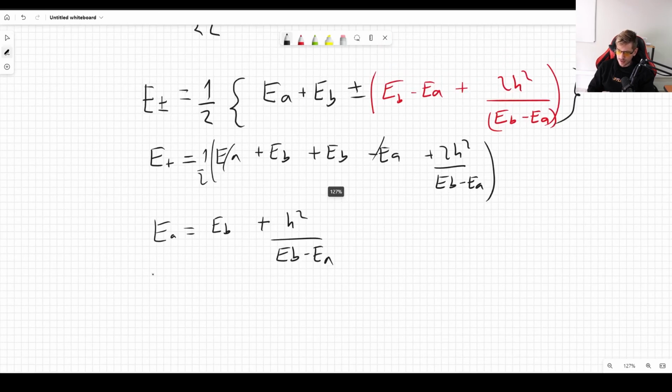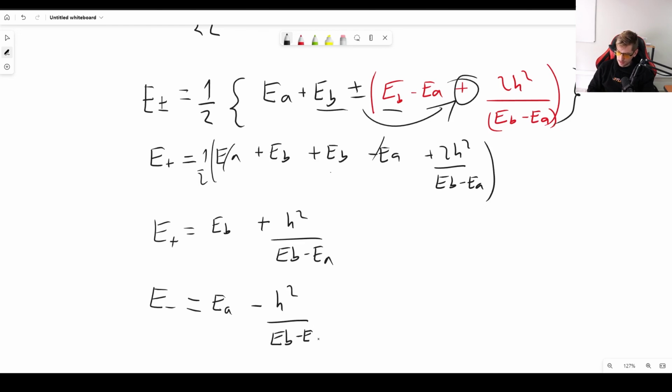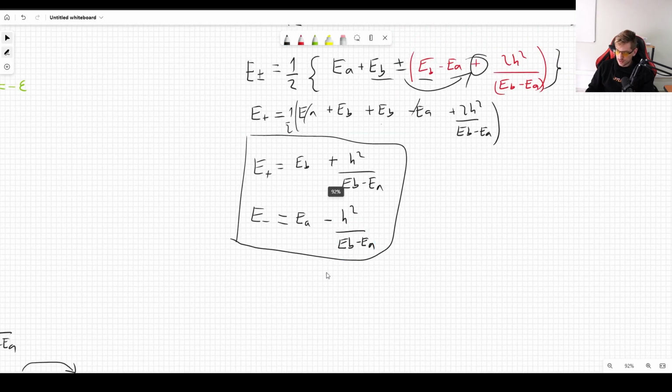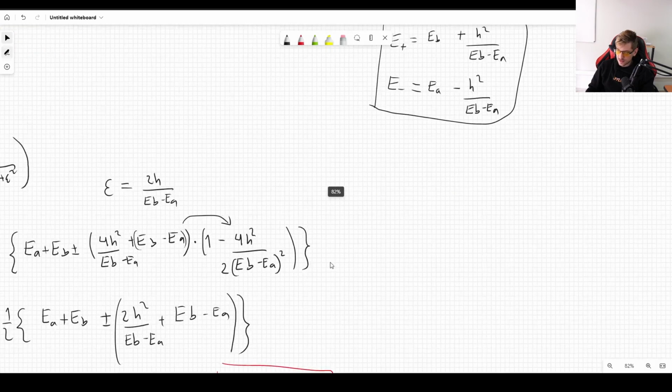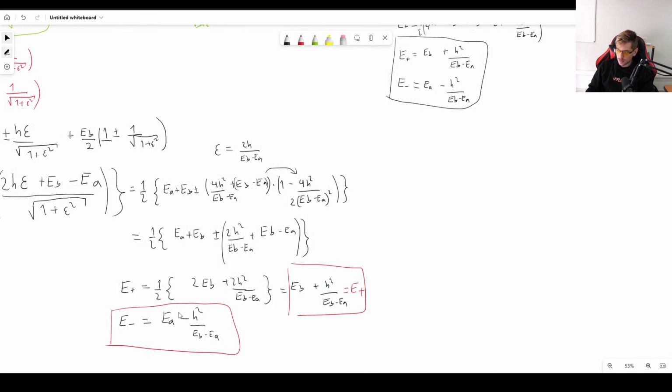Sorry, this is supposed to be E plus, by the way, not EA. And for the negative case, the minus sign, this time it will be the EBs that cancel out, and the EAs add up. So we get EA minus h squared over EB minus EA, since the sign is changed by this minus. So these are our results, using this approximation. And we can see that it's precisely the same as what we got in part C. EB plus h squared over EB minus EA, exactly the same.